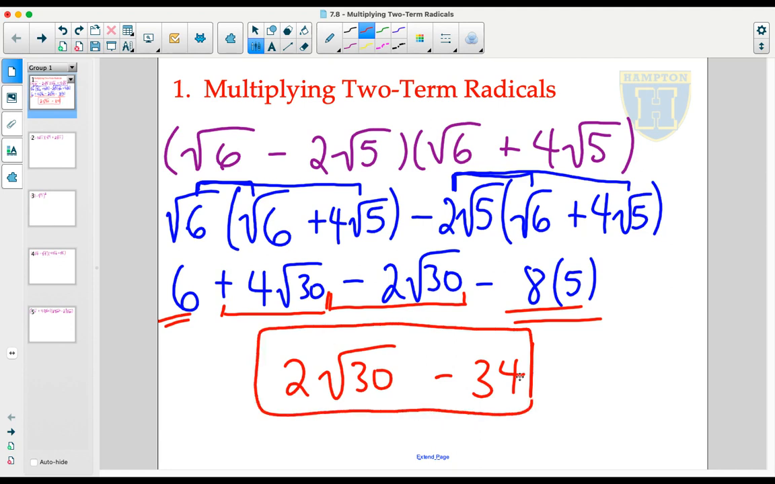You want to be very careful when you write this final form, and we've seen this in the previous lessons, where we don't want this root to extend over the minus 34. When you write it very carefully. If it's easier for you, you also have the option to switch the terms and write it in the other order.